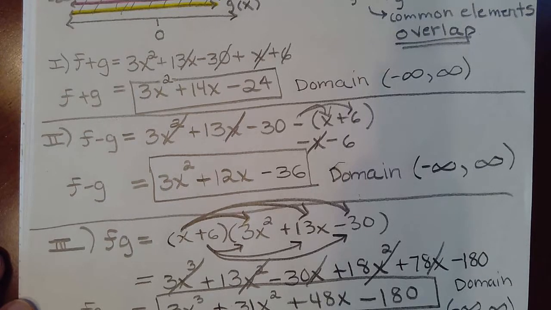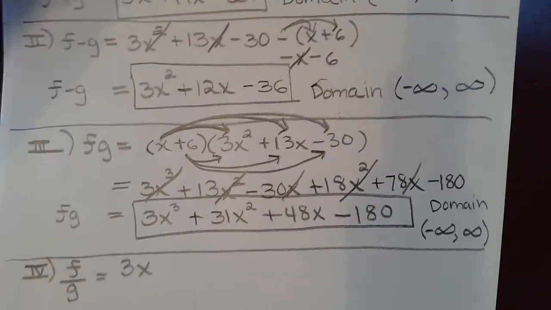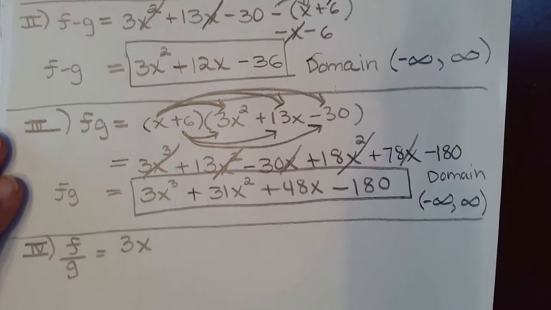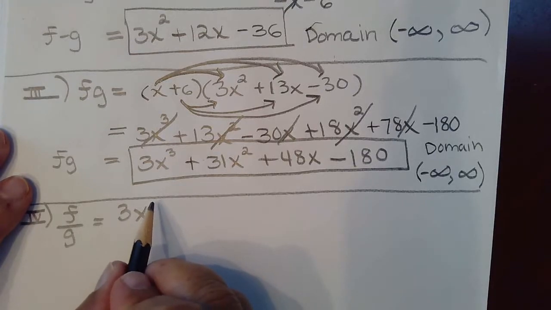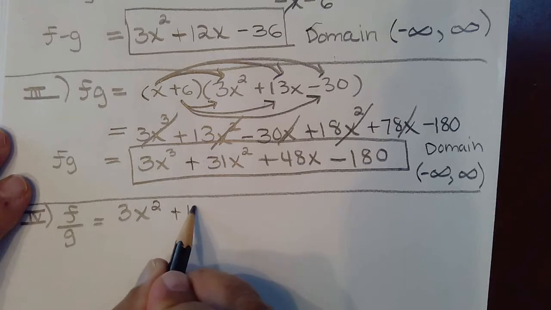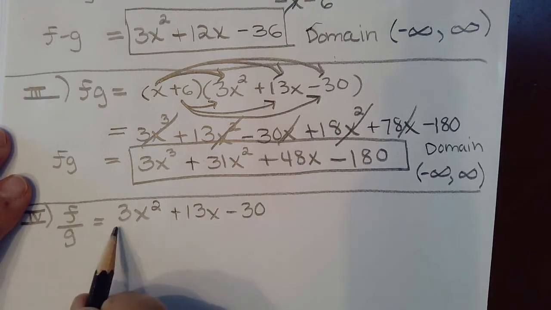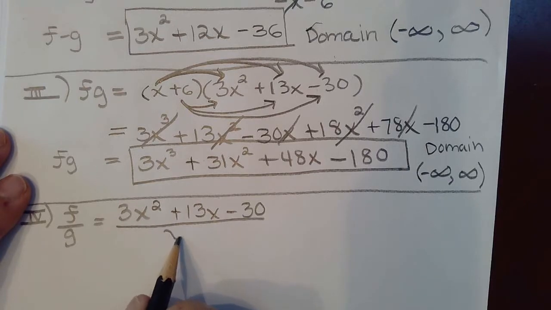And then moving to the last part, we're going to find the quotient. So f divided by g. So the f function, once again, is 3x squared plus 13x minus 30. And we're dividing that by x plus 6.